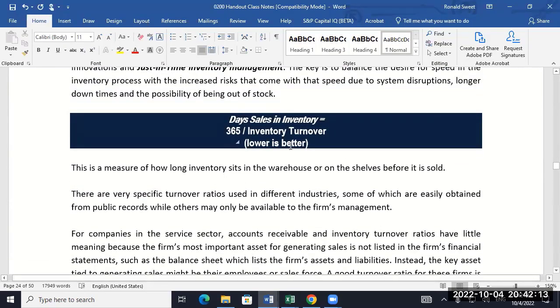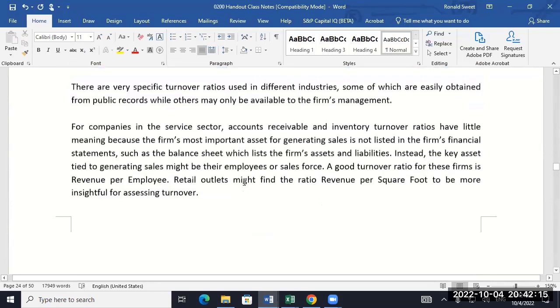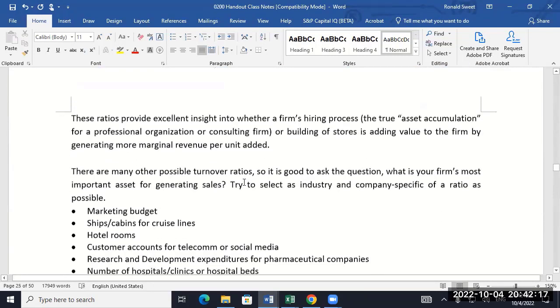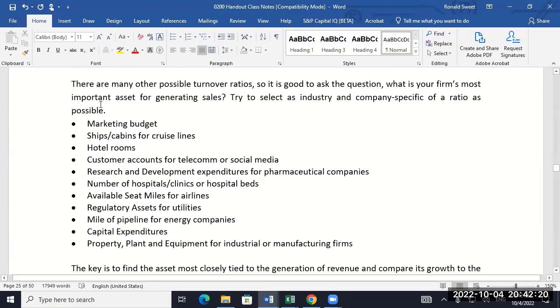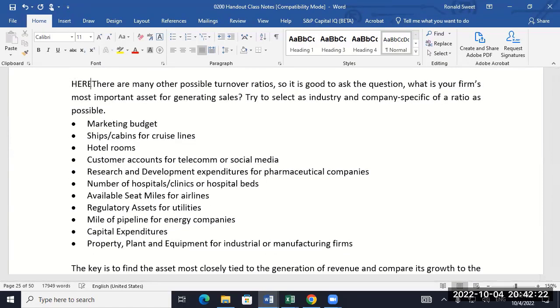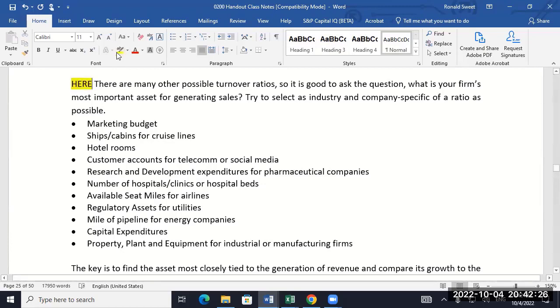This should be getting better over time, but it can jump because of what's happened in the last couple of years. It can certainly be an issue. All right, so what I want to do next time is talk about specifics. This is where you're most unique to your company. What is the specific turnover ratio your company should use?